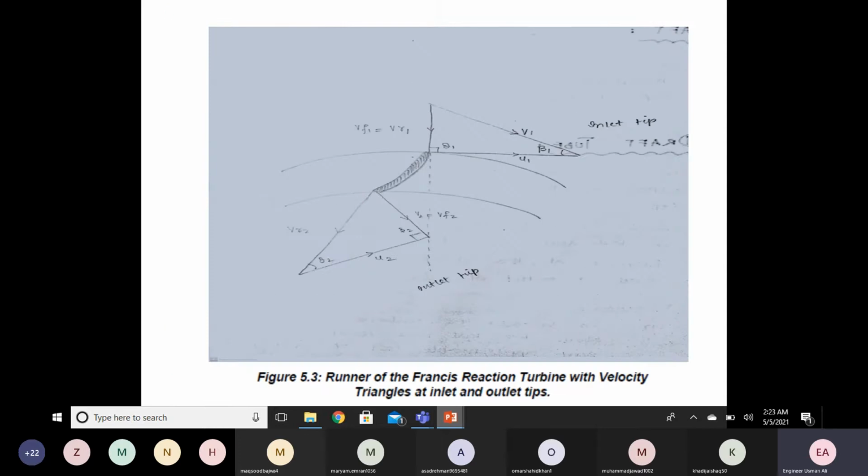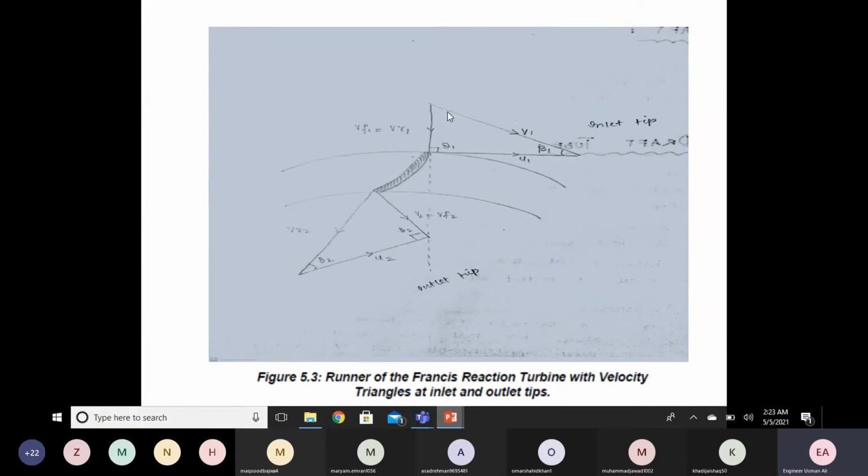Another diagram that you have to make in the space of figure 5.3, that is the runner of the Francis reaction turbine with velocity triangles at inlet and outlet tips. So this is the inner runner inner diameter, and this is the radius, and this is the outer radius of the runner. This is the inner periphery and this is the outer periphery of the runner.